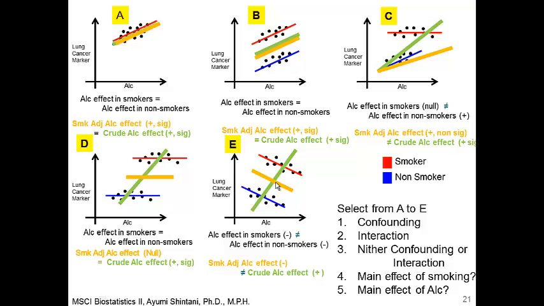And do you think smoking is confounding the association between alcohol and lung cancer? Clearly, yes. If you ignore smoking, you might see a positive association, but if you adjust for smoking, you see a negative association. So clearly there is interaction. So the answer to E is number 2, yes for interaction. And there seems to be a main effect of smoking, and yes, there seems to be a negative main effect of alcohol.